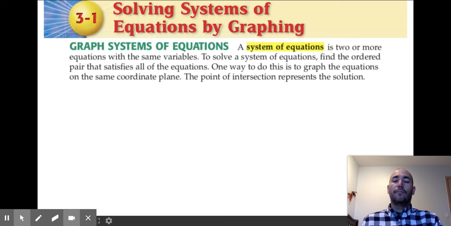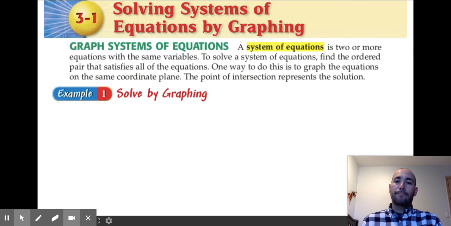So we're going to talk about graphing systems of equations. A system of equations is two or more equations with the same variables. To solve the system of equations, we're going to find the ordered pair that satisfies all of the equations. Basically, we're going to find that ordered pair that exists on both lines. One way to do this is to graph the equations on the same coordinate plane, and that point of intersection represents the solution, because the point where they cross is the only x and y coordinate that satisfies both equations.